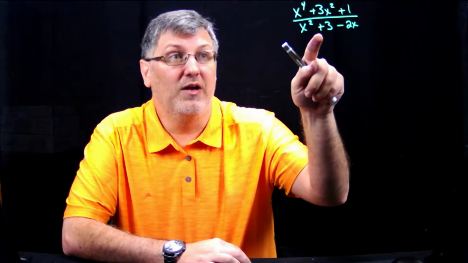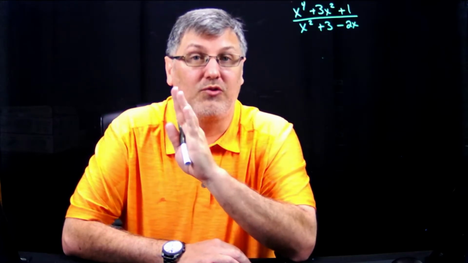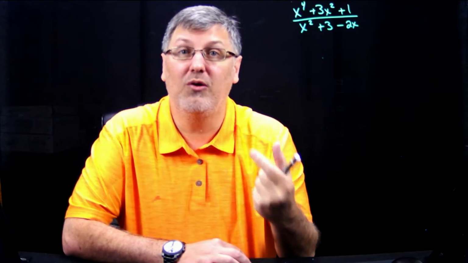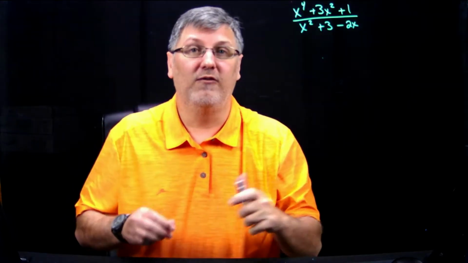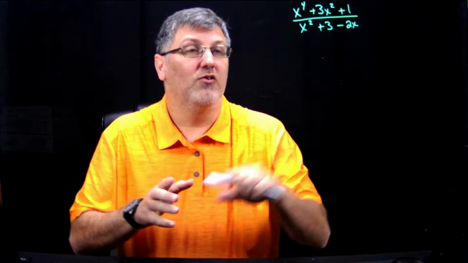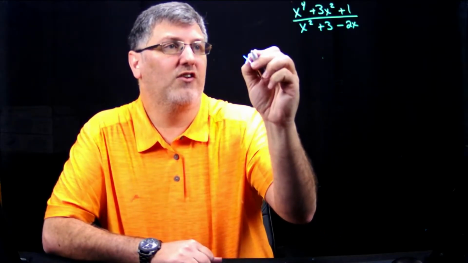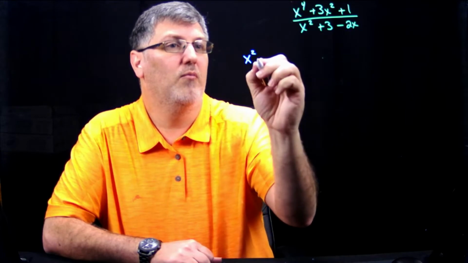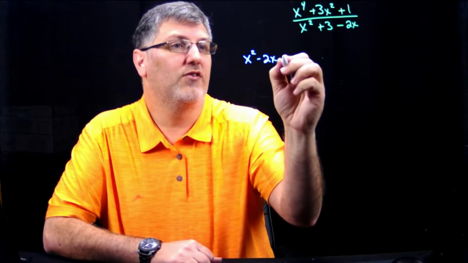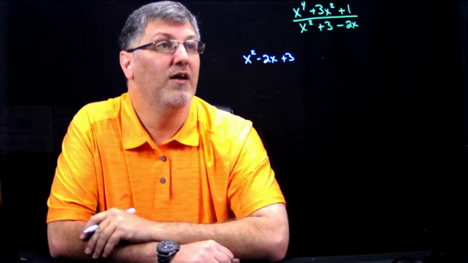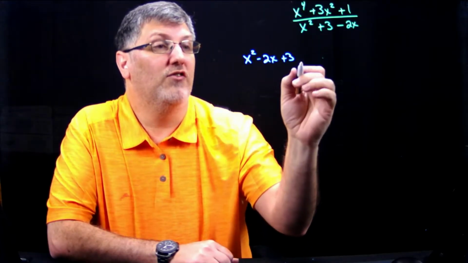Okay, so my divisor is my denominator, but I need to write it in the correct order. I need to start with the highest exponent and count down by 1. If I'm missing anything, I need to put a 0x there to make my life easier. So I'm going to look and see I've got an x squared, so I'm going to set it up as x squared, then I have a minus 2x plus 3. So I just use the commutative property to rewrite this. All right, so there is my divisor.